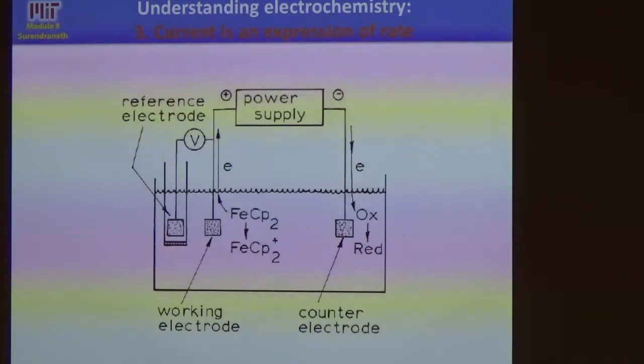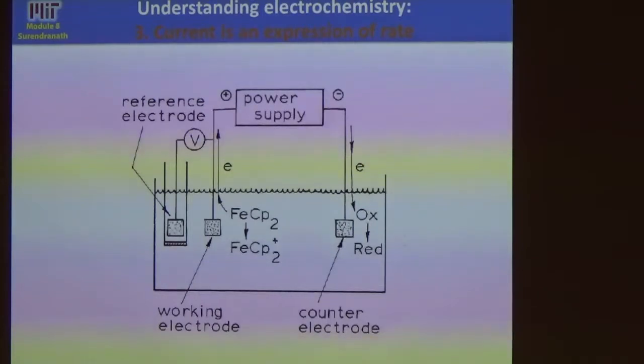And that complete circuit is where I have a power supply driving electrons into one electrode. This is often referred to as the working electrode, and then taking electrons out, or vice versa, from what's known as a counter or auxiliary electrode. And what's completing the circuit is the fact that when electrons flow through here, ions are flowing through the solution. So it's not an open circuit, right?